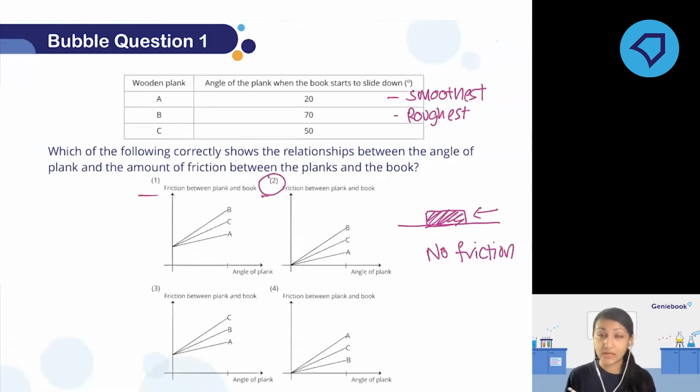If it is a flat plank, and there is no one pushing the book, we take it as no friction. Therefore, at the angle of 0, there is 0 frictional force. All right, so I hope you are clear about that, because I'm very worried. Some of you say, oh, at a flat surface got friction. No, there isn't any friction. All right, so when we are clear, let's move on to the next question.